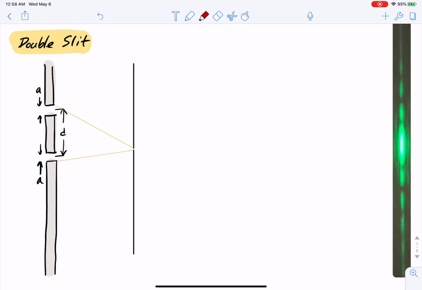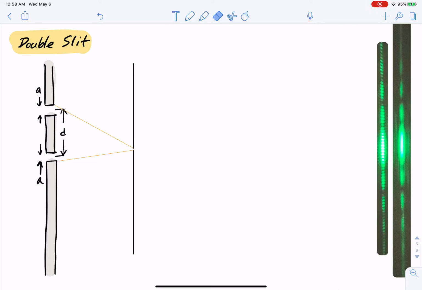But that's not what happens here. You don't get the same pattern again. What you get is this thing. Okay, so you can sort of see the lumpy single slit pattern is still there. Okay, hopefully you can see that it's the same.